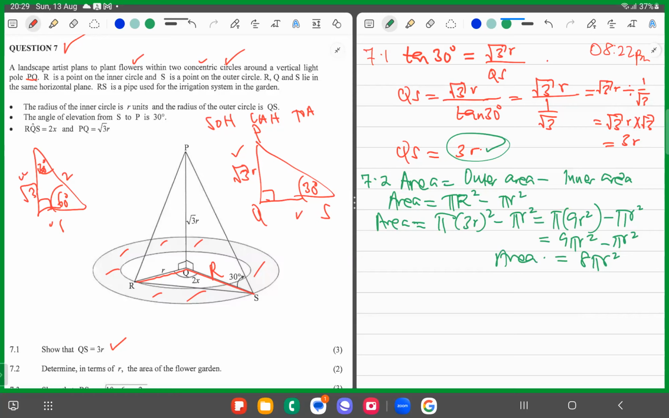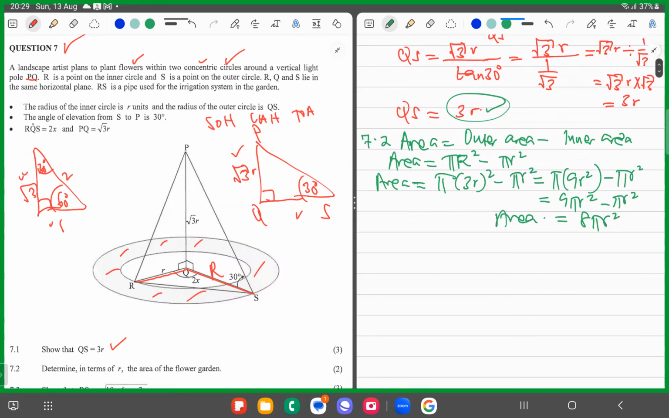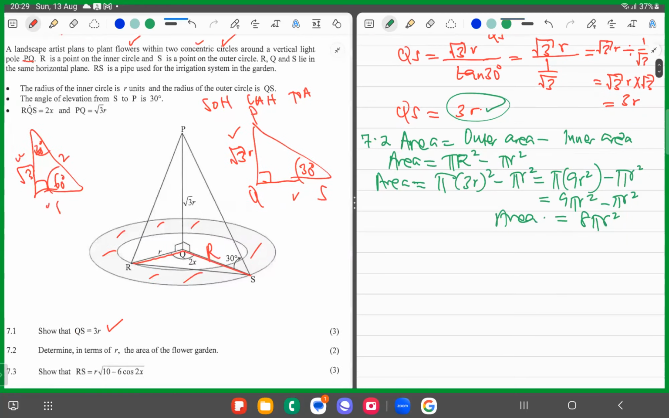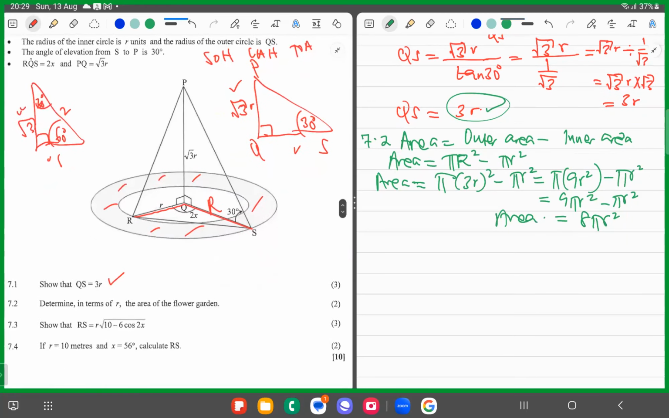So we continue and analyze these questions more. We proceed to look at the next question, 7.3. In 7.3, we're going to proceed as follows.